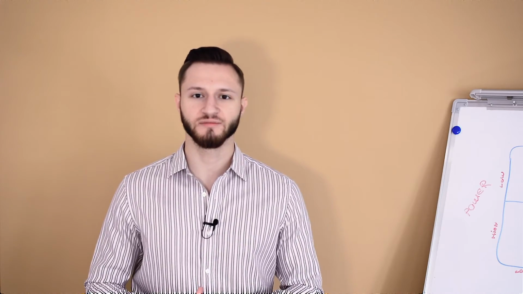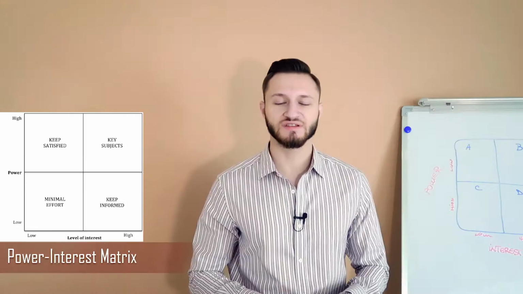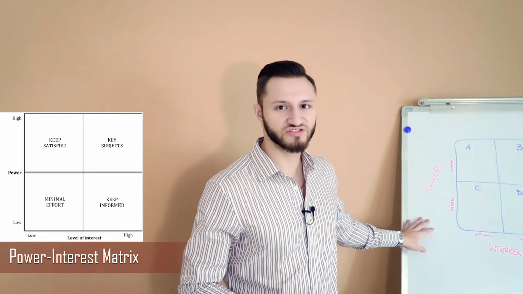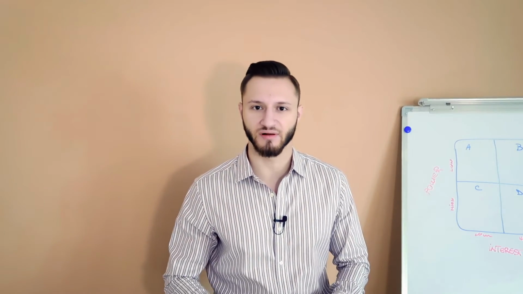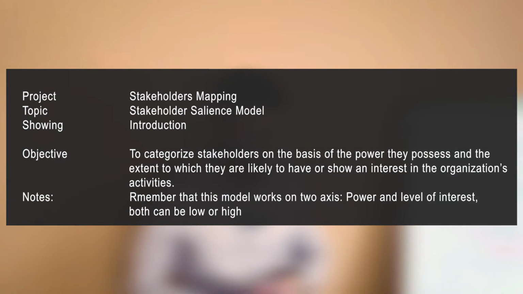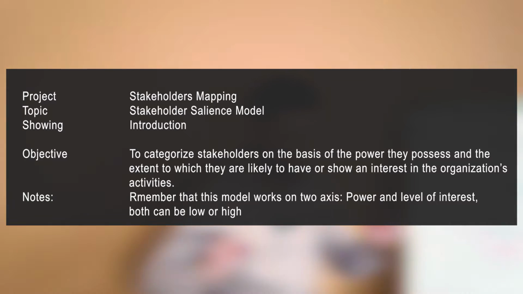And finally, the third method for discovering and mapping the stakeholder groups is called the power interest matrix. Just like the Salience model, the power interest matrix works on the same principles. The objective is to categorize stakeholders on the basis of the power they possess and the extent to which they are likely to have or show interest in the organization's activities. So remember that this model works on two axes. The power and level of interest both can be low or high.